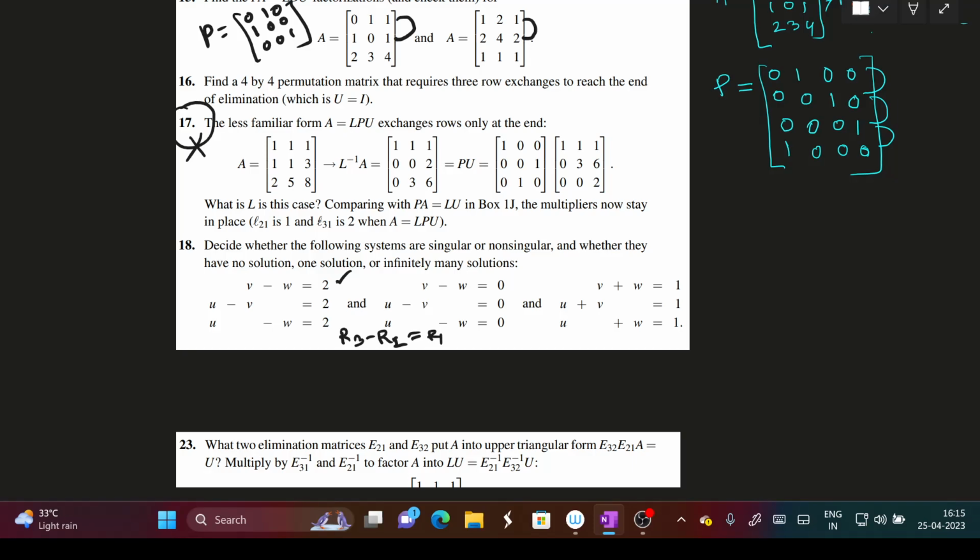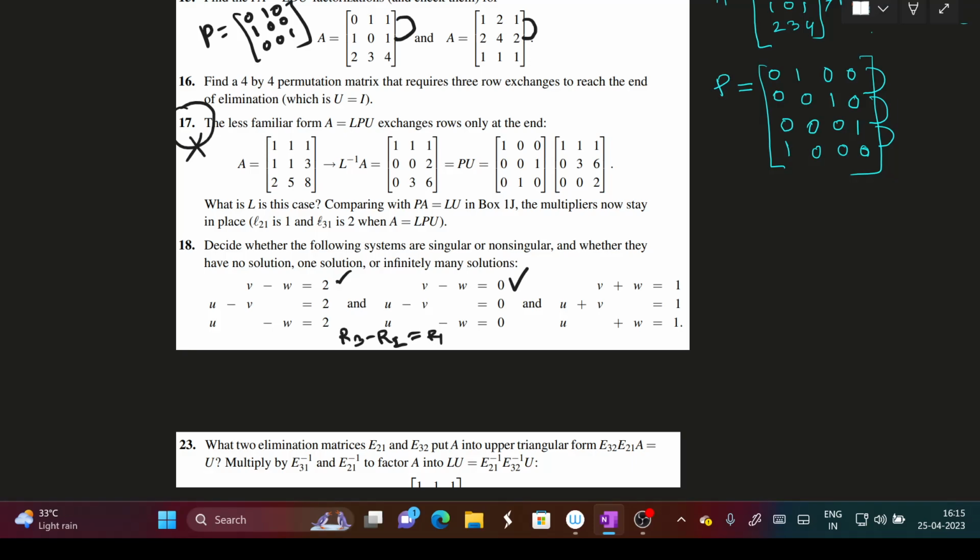But the right hand side is something different. On the left hand side this row operation takes place, but on the right hand side it is not happening. Hence it is a singular system of equations with no solution. And the second case has the same coefficient matrix, so it is a singular matrix having infinitely many solutions.